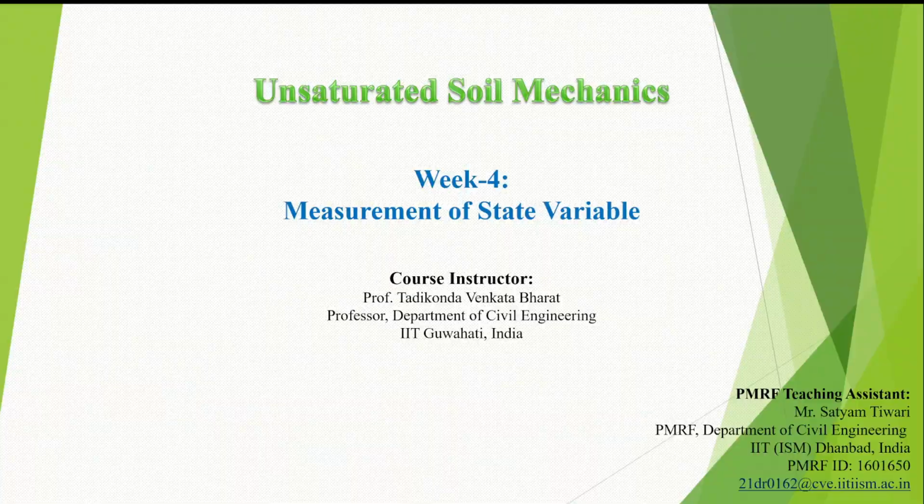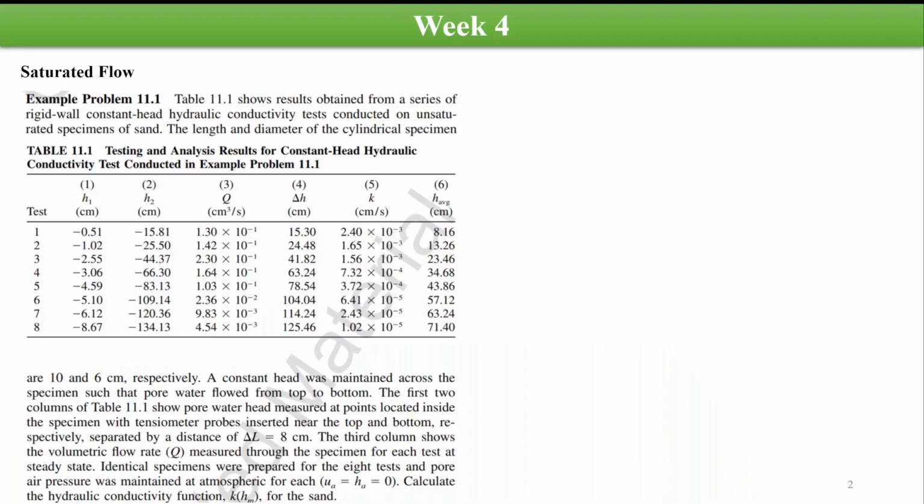Okay, so let's get started. We'll start this session by solving one of the problems. The problem states: Table 11.1 shows the results obtained from a series of rigid wall constant head hydraulic conductivity tests, conducted on unsaturated specimens of sand. The length and the diameter of the cylindrical specimen are provided. A constant head was maintained across the specimen so that the pore water flows from top to bottom.